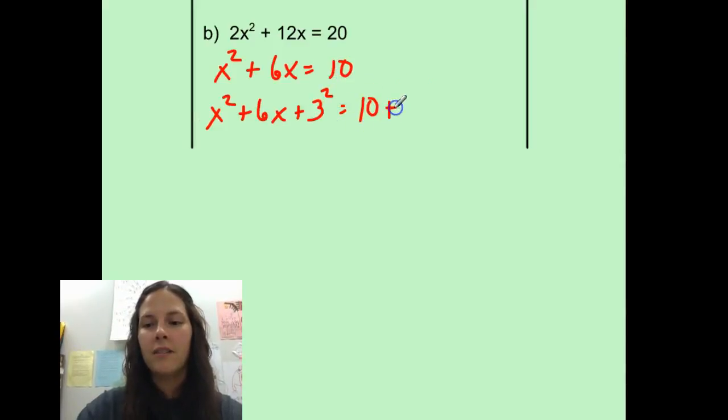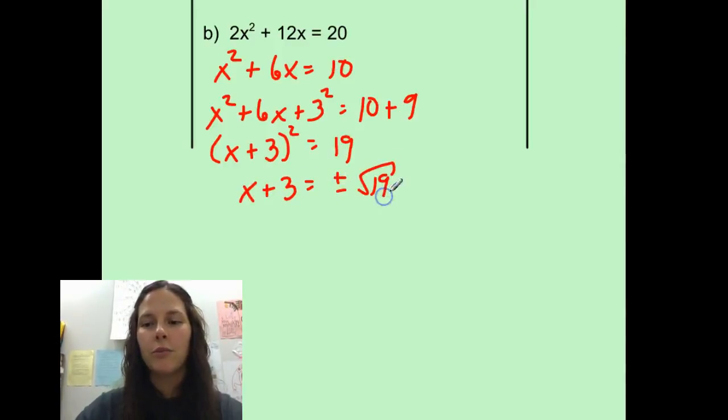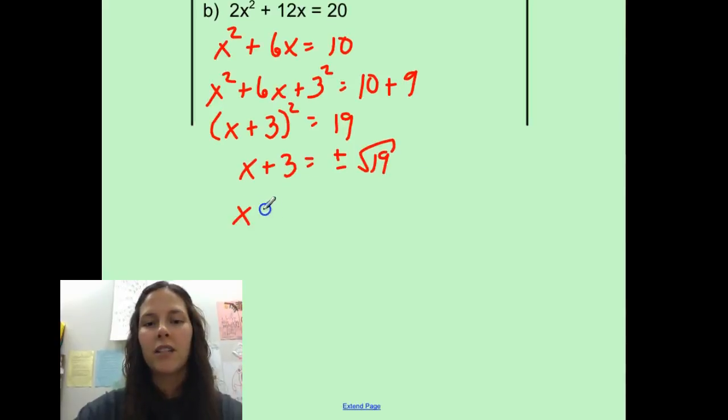3 squared is 9. And then we have a perfect square trinomial, what multiplies to 9 and adds to 6, positive 3 and positive 3. Taking the square root of both sides, put that plus or minus sign on because you put the square root on there. And finally subtracting 3 from both sides.